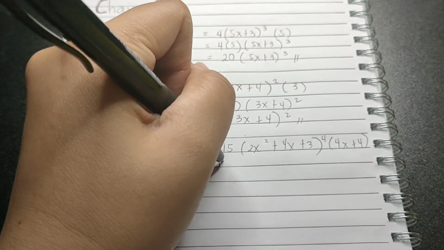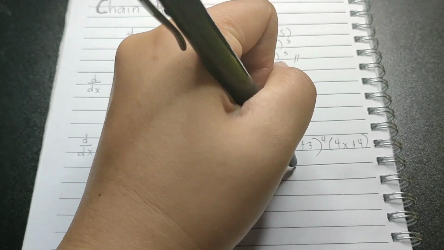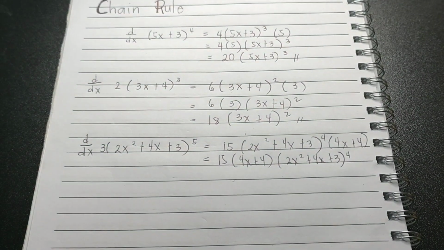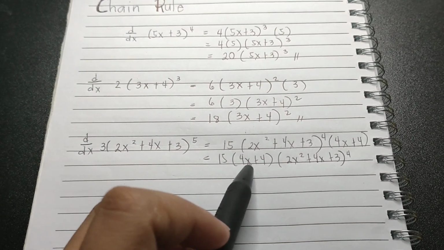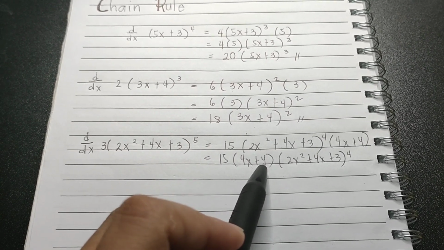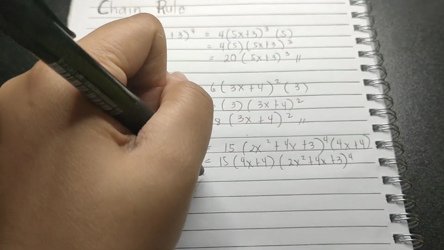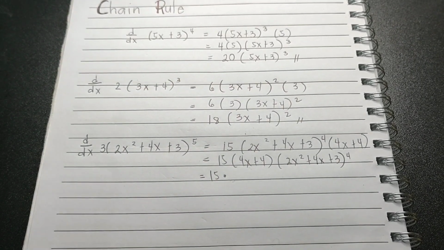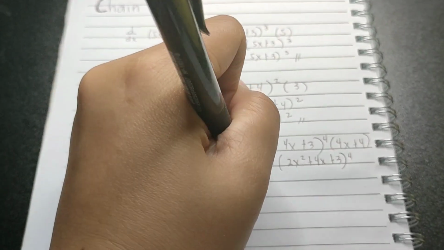So, 15 times (4x + 4) times (2x^2 + 4x + 3)^4. And then, simplify. Masisimplify pa kasi 4x + 4, pareho silang may common. So, ang common sa kanila ay 4. Pareho silang may 4. So, pwede nating ilabas yan. Saka kung ano man ilalabas nating number, i-multiply yan kay 15. So, sulat muna natin, 15 times, so, nag-dot ako, multiplication. Ang common kay 4x and 4 ay 4. So, ilabas natin yung 4.